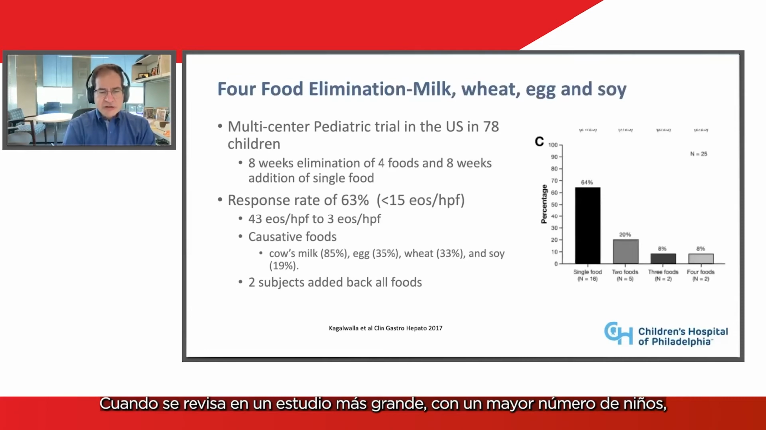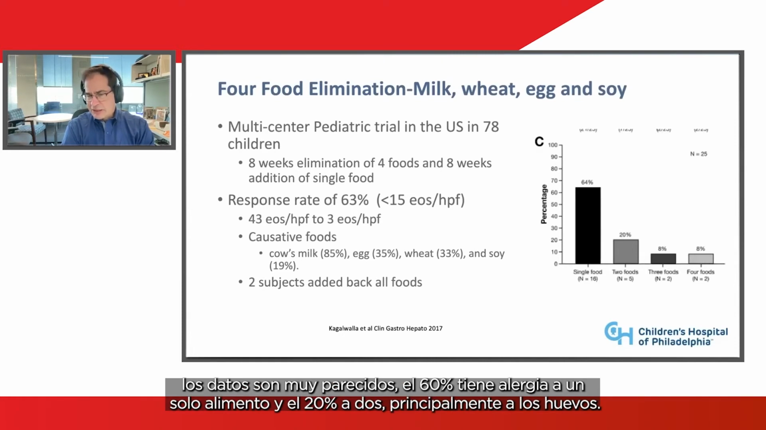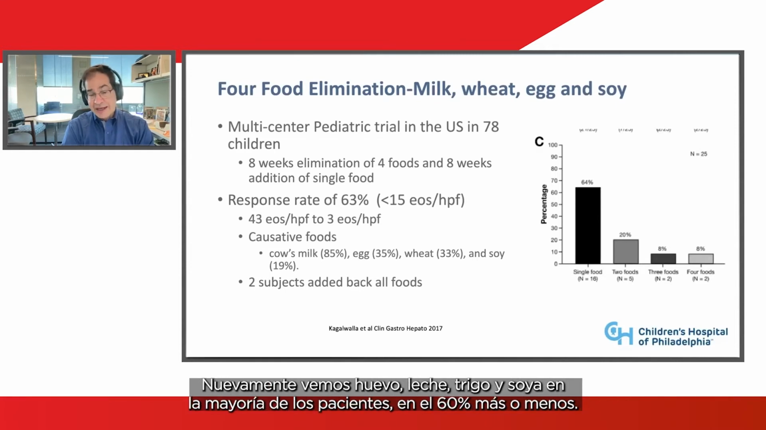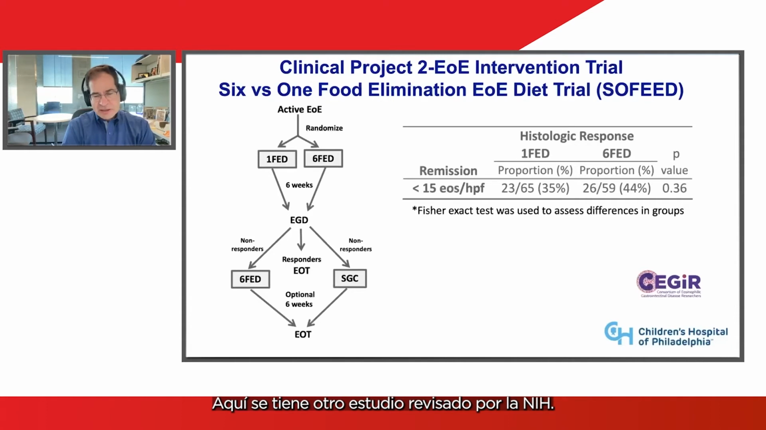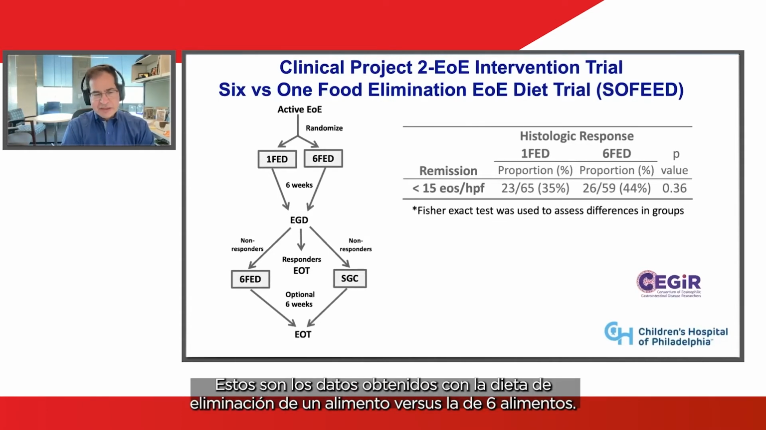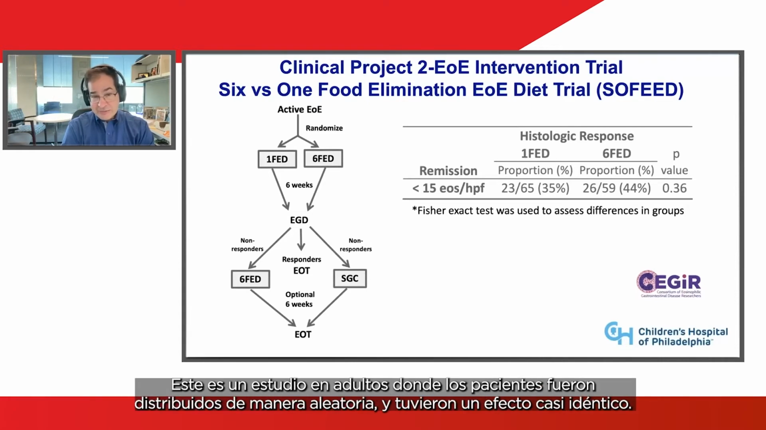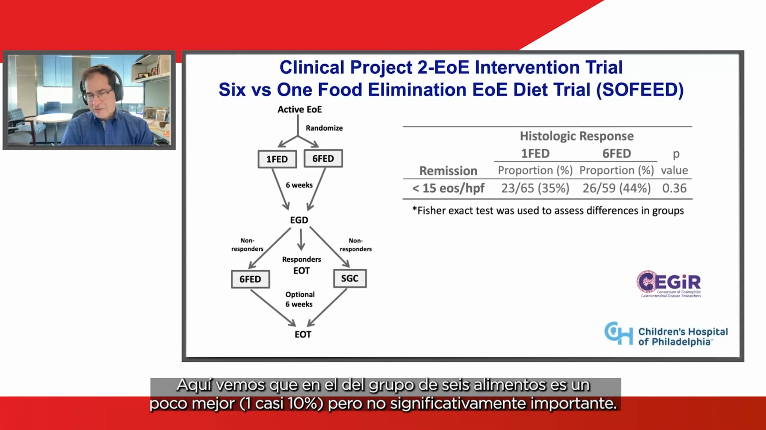When they looked in a larger study now in more children, the data was similar. About 60% was one food, and about 20% was 2 foods. And again, it's primarily milk, egg, wheat, and soy in most of the patients. So they had a response rate of about 60%. Now, there's been a study done by the NIH, part of the CEGIR group, and this is the data where they compared 1 food versus 6 food in adults. This was the adult trial where patients were randomized, and they almost had identical effects. The 6 food group was a teeny bit better, but definitely not statistically significant.